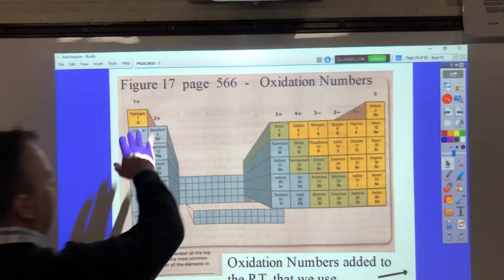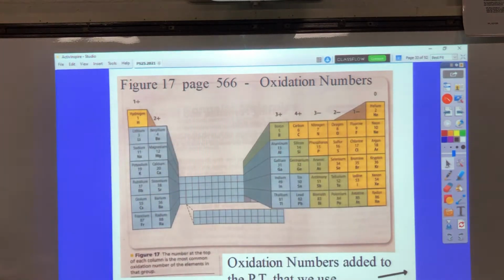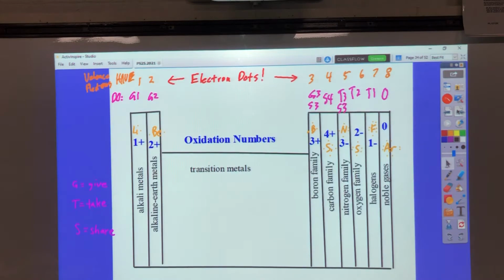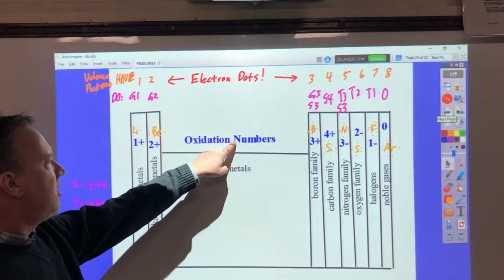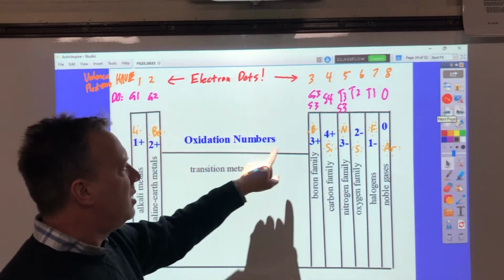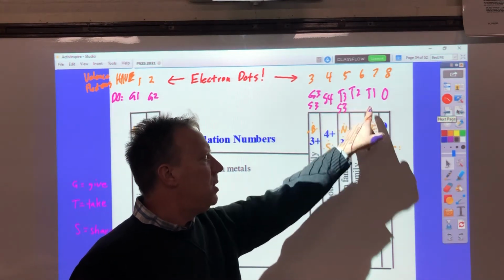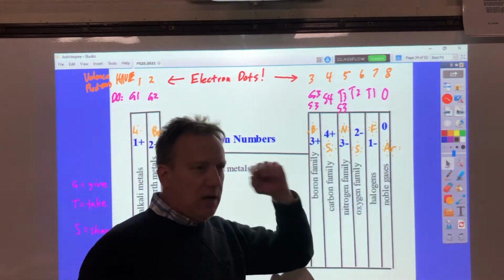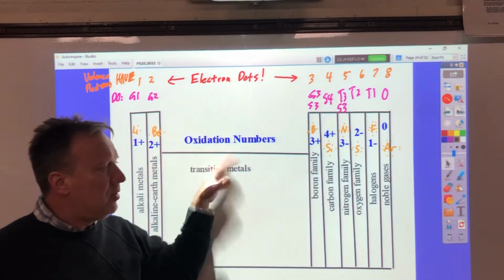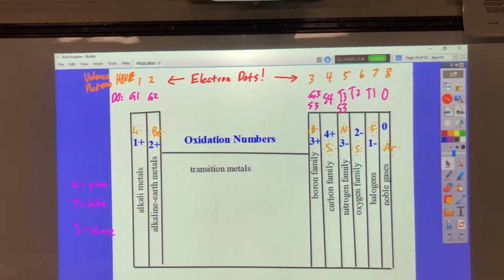So I'm going to add these oxidation numbers to the periodic table that we've been using, which looks like this, except now we've got the oxidation numbers in: 1 positive, 2 positive, 3 positive, 4 positive. Takes 3, takes 2, takes 1, and none. So these are negative. You don't have to have these memorized. I'll provide you with these oxidation numbers on a table.